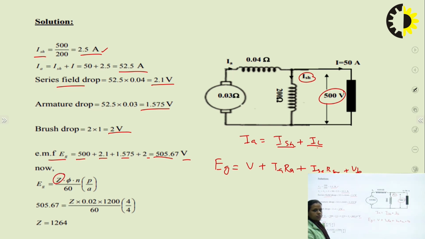Now here you have to find the number of conductors. The second part is to find the number of conductors. To find it, you know the generated EMF equation is EG = PΦNZ upon 60A. If you put all the values here, you will get the number of conductors as 1264, right? So this is how you can solve this example.